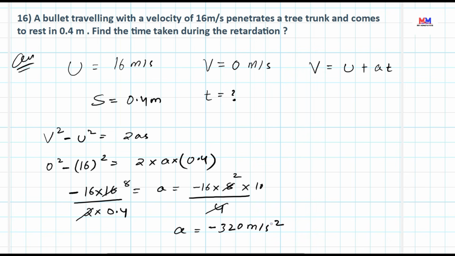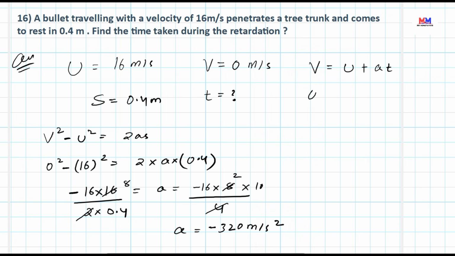That is the acceleration. V square minus U square is 2AS. Final is 0, initial velocity is 16 meters per second, so 16 square equals 2AS. A equals 16 into 16 by 2 into 0.4, so this is 4 by 10. So this becomes minus 320 meters per second square. That is the acceleration. So we have to find the time taken.